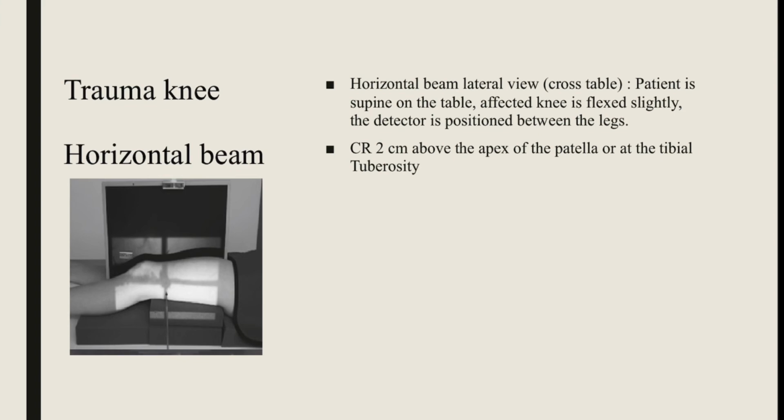Trauma knee, horizontal beam, or cross table. The patient is going to be supine on the table. The affected knee is going to be slightly flexed and the detector is positioned between the legs. The center ray is going to be 2 centimeters above the apex of the patella or at the tibial tuberosity.